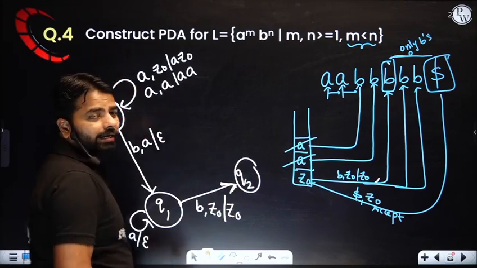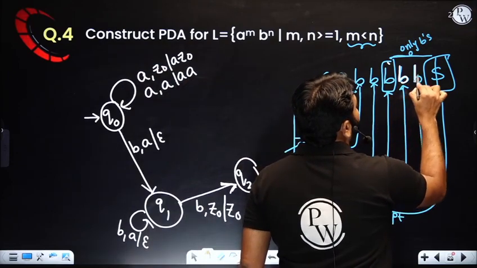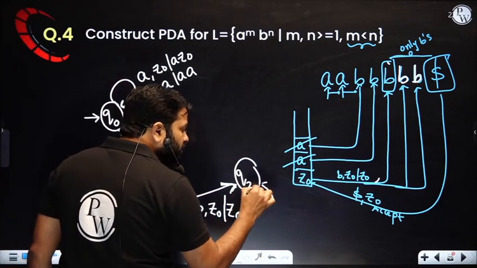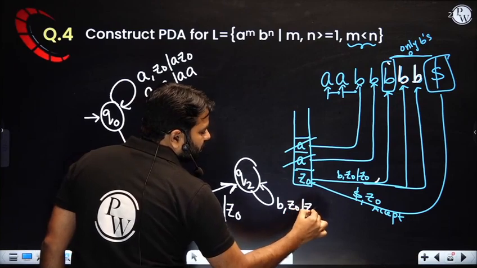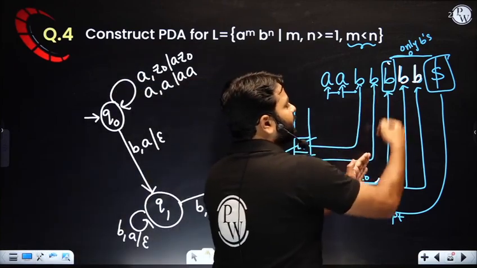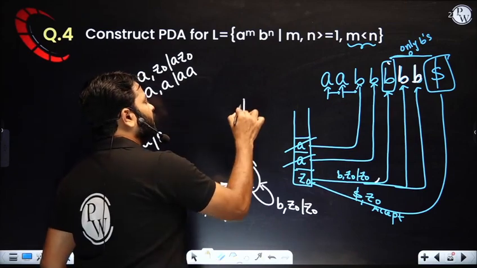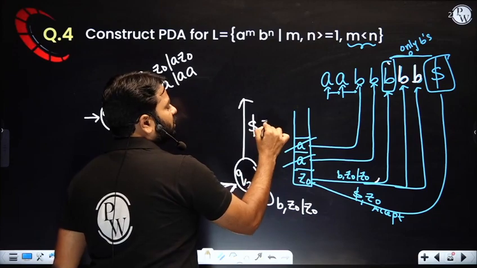Because you need to guarantee the remaining are B's only. How do you know these are B's only? That you have to read here, especially B comma Z naught, keep Z naught. This will guarantee only B's are there. But from here, when you reach dollar, just Z naught on the top of the stack.